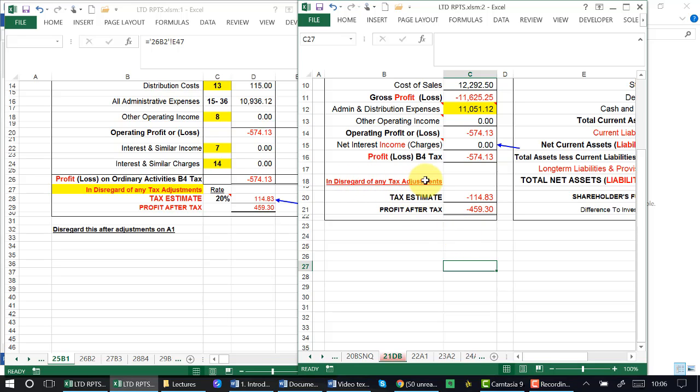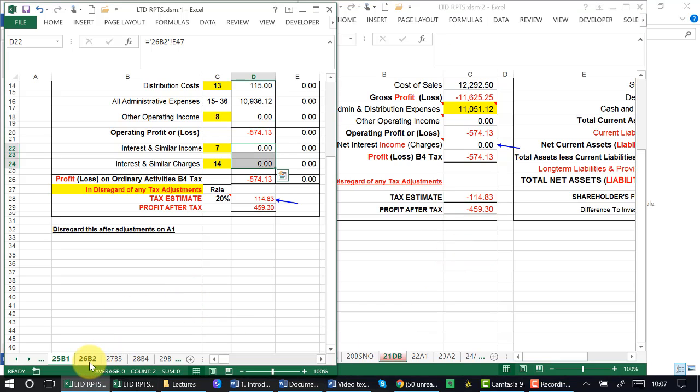And in disregard of any tax adjustments, we'll look at this one as being 20% of that one, and the profit after tax is that one minus that one. Or it's actually, since the negative, that one plus that one. You'll see how to do it in the DB.